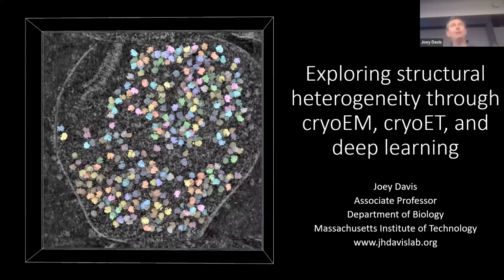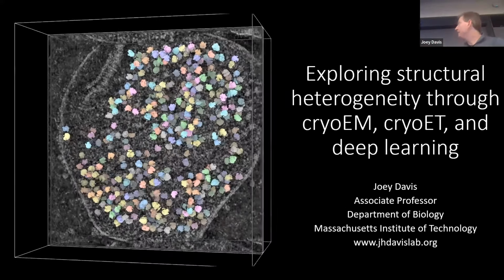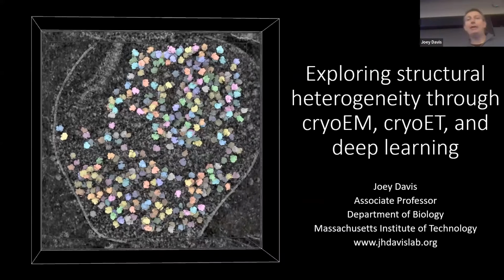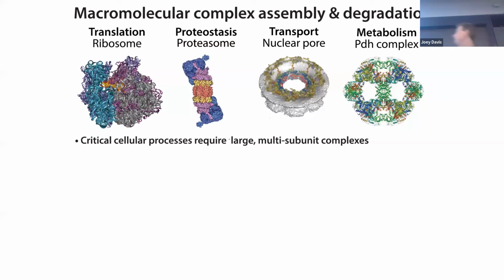Okay, so I'll talk to you about some of the deep learning approaches that we've been using in combination with data from cryoEM and cryoET to try to understand how heterogeneity drives function. Okay, and I thought I would start by again articulating how important structure is in understanding function. So, decades of work have really highlighted the importance of high-resolution structures in understanding how macromolecular machines work.